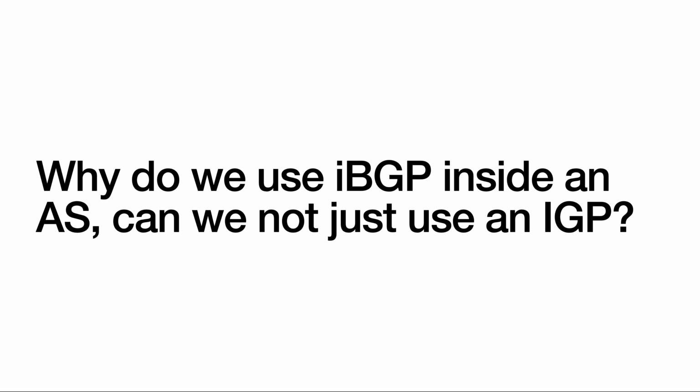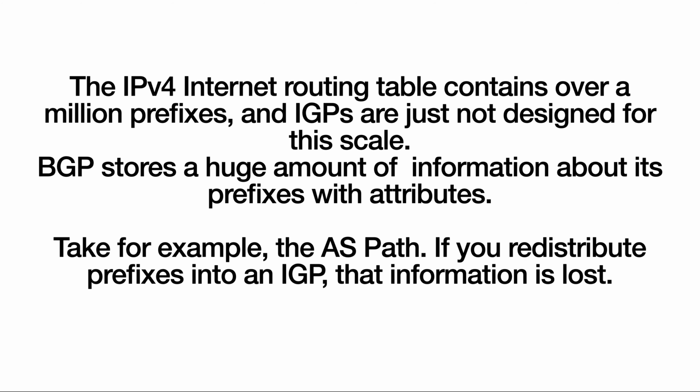Now, you might be wondering to yourself, why do we use iBGP inside an AS? Can't we just use an IGP? Well, the answer is no, no, and no. The reason is that the IPv4 Internet routing table contains over a million prefixes. Yes, seriously. And IGPs are not designed for that scale.